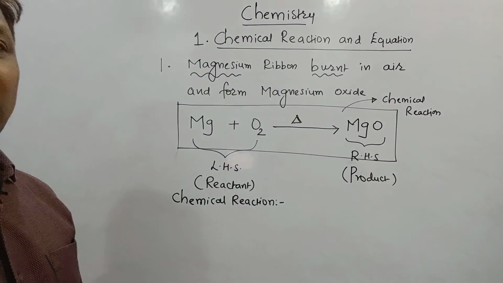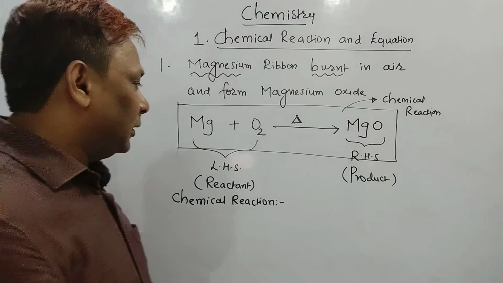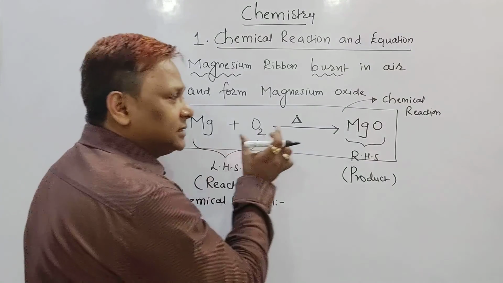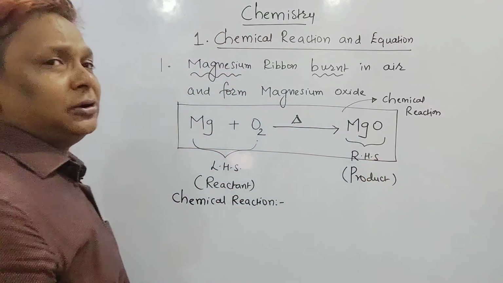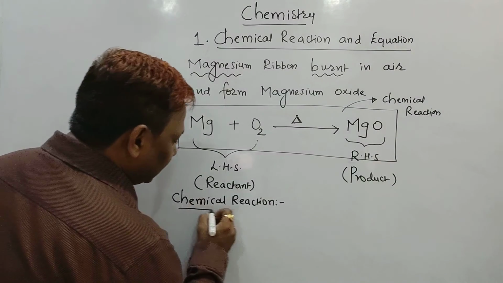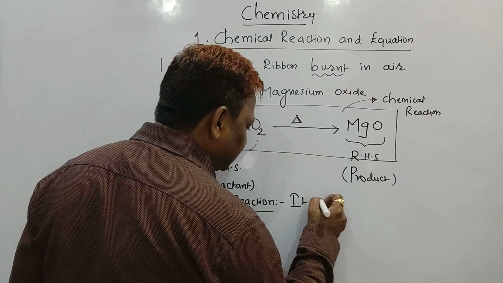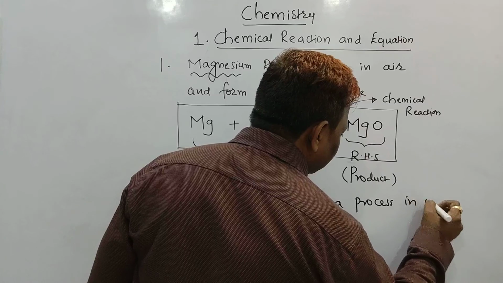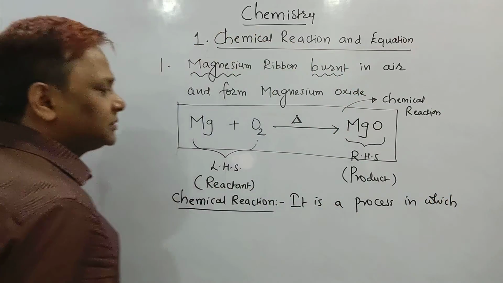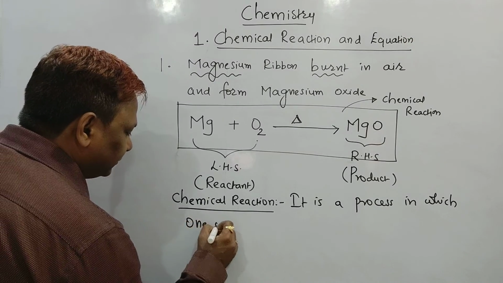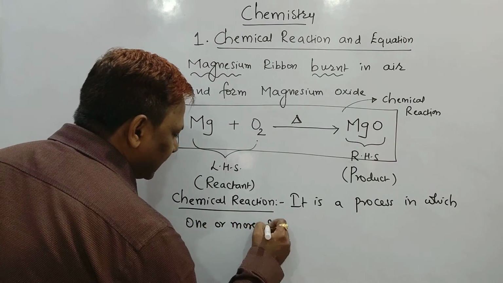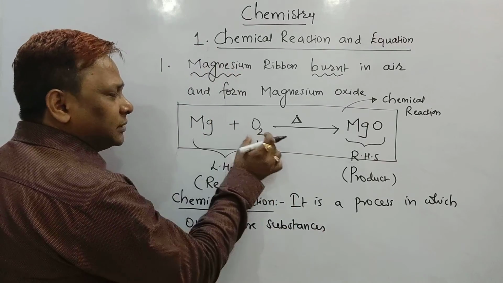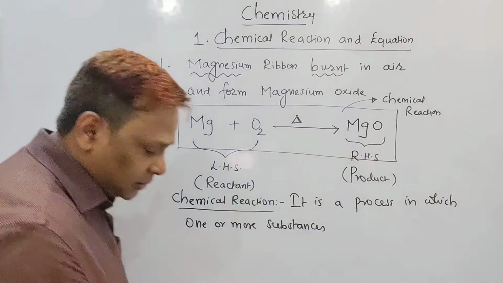I'm going to write the definition of a chemical reaction. What is a chemical reaction? It is a process in which one or more substances can be converted into different substances or compounds. Chemical reaction means it is a process in which one or more substances. For example, here how many substances do we have? Sir, we have two substances, one is magnesium and the other is oxygen.